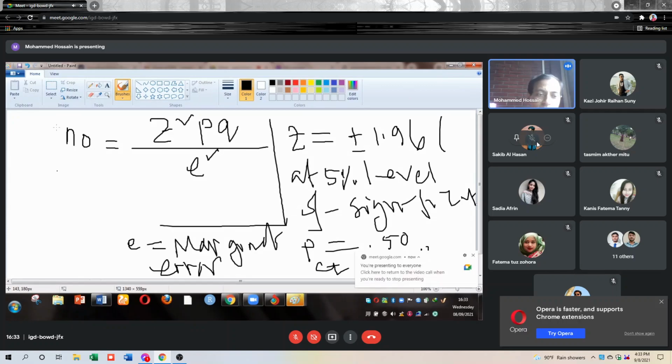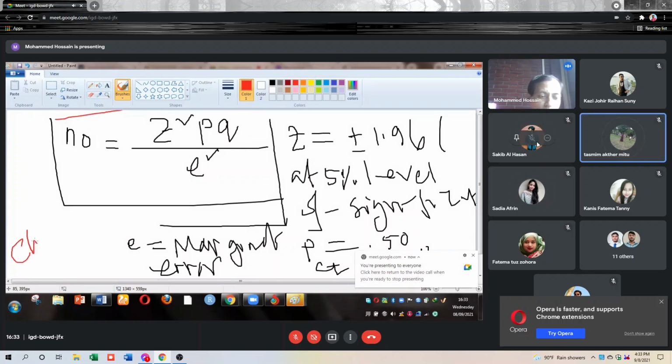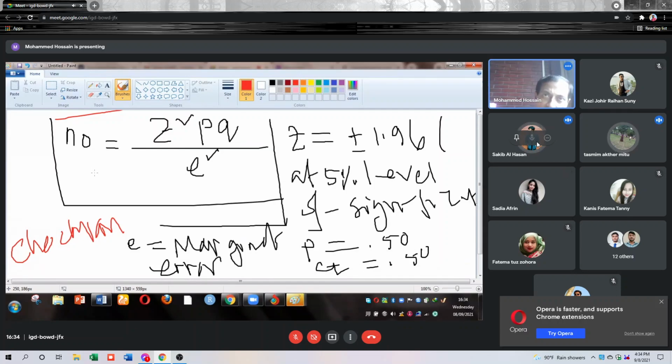Okay, so who suggested this formula? Cochran. Cochran suggested this formula to apply an appropriate sample size in the case of a large population. In case of what kind of population? Large population. Whenever you want to say something, you must explain everything. Okay, then please continue.